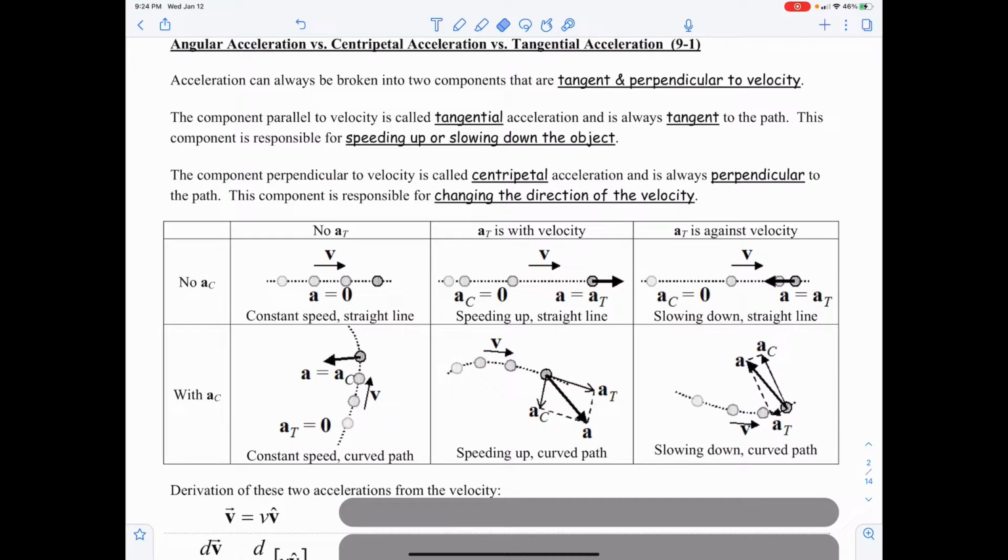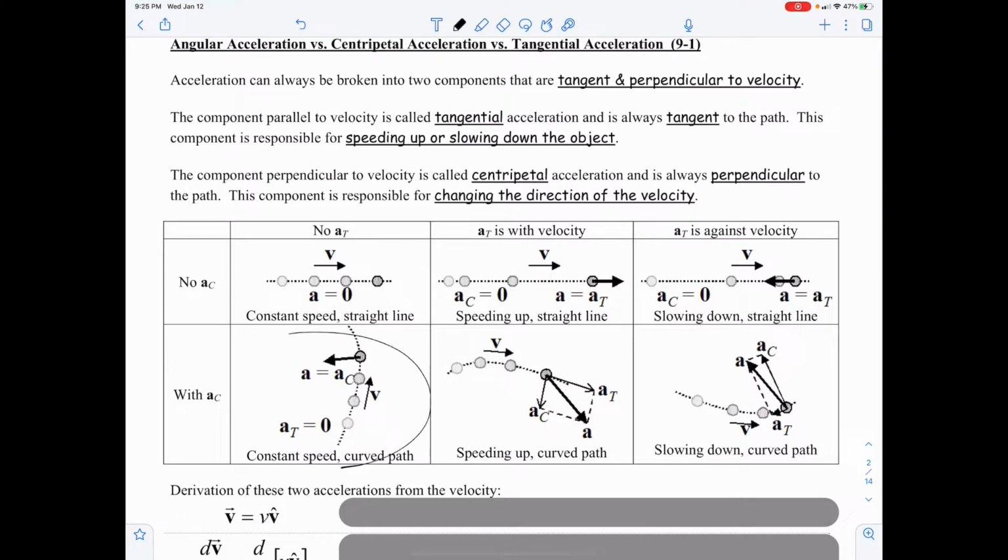Let's look at these different possibilities. Let's say we have an object that's moving to the right with no tangential velocity. Remember, tangential velocity is all about what helps an object speed up or slow down. So that means we're not speeding up nor slowing down. That means we're moving in a straight line at a constant speed. We also have no centripetal acceleration either, so we're not curving.